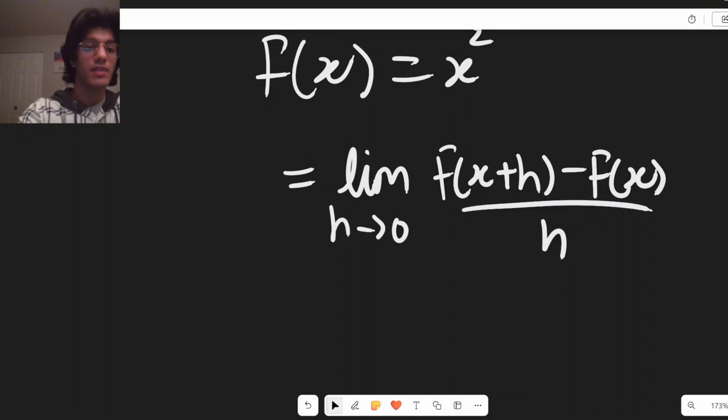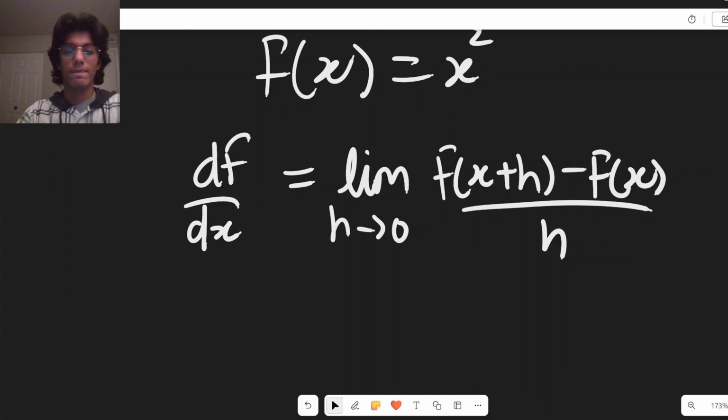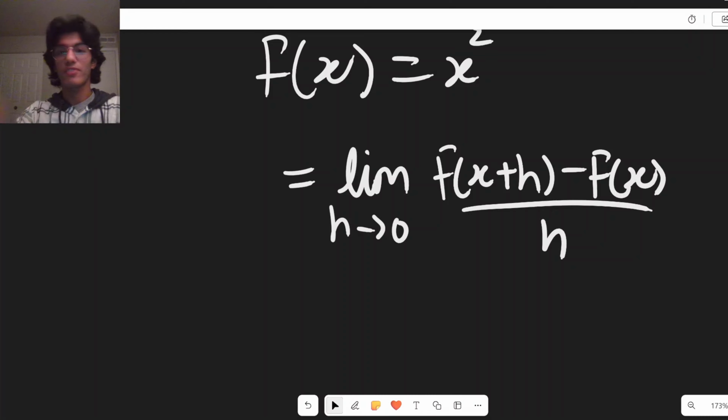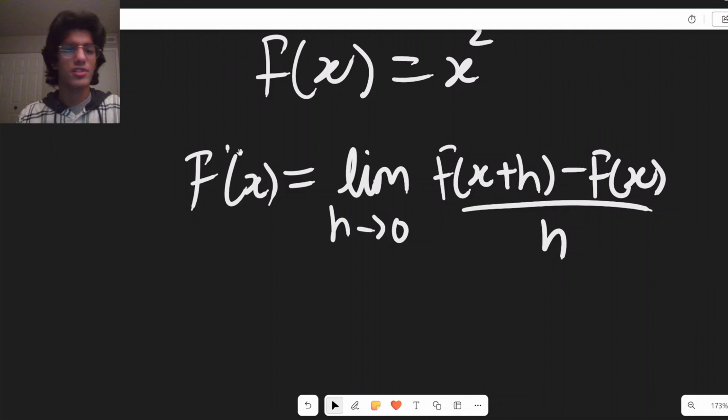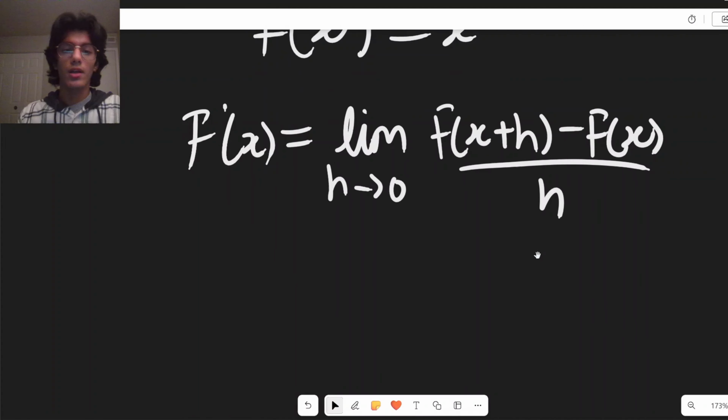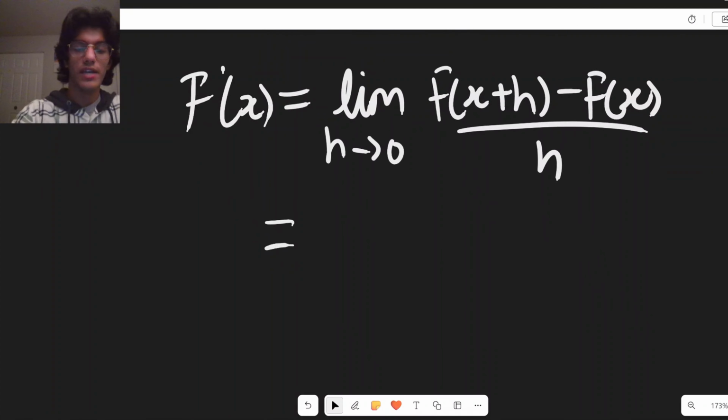Or it might even be something like df dx, which is the more, man, who did it? I think it was either Newton or Leibniz that made it like this. I think it was Leibniz that made it. Leibniz was one of the founders of calculus, but I just want to tell you that there's different ways that you might see the representation of a derivative. But for our purposes, we're just going to use f prime of x, I think that's how you say it, or just the apostrophe.